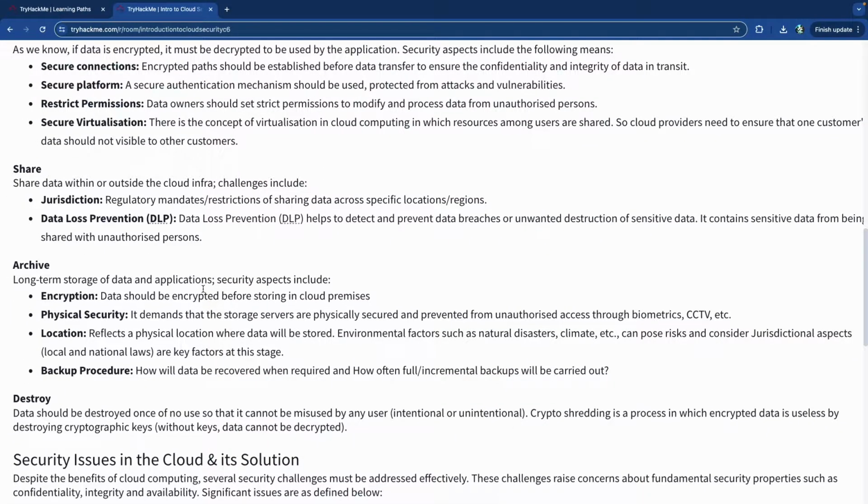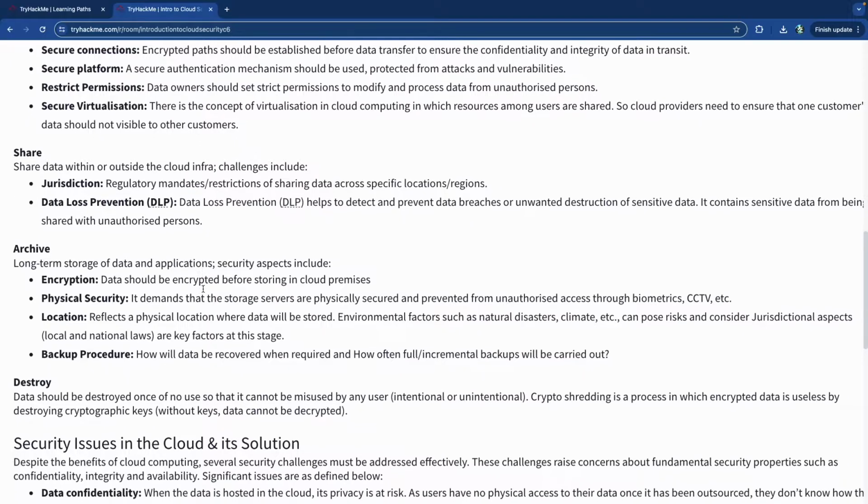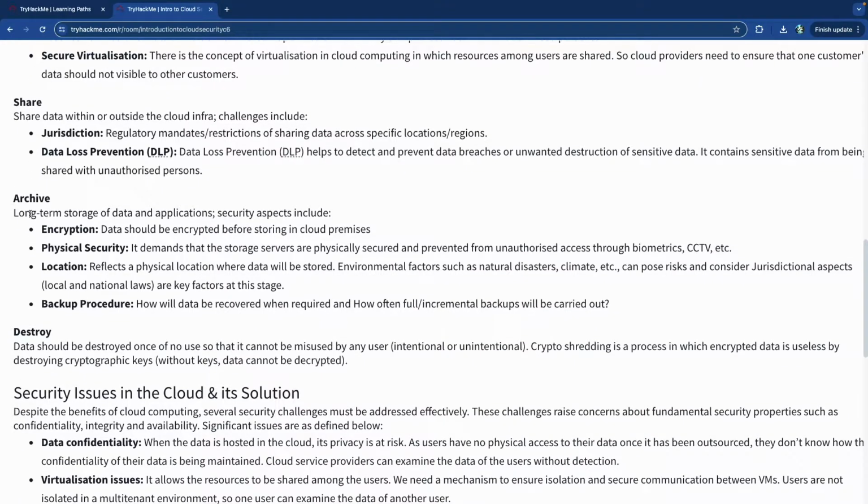All of that stuff sounds silly, but it's very, very possible that it could happen. Then you have archiving. So encrypting the data so that once it's archived, it can't be decrypted easily. Physical security of the archive, right? Because typically archives mean that they're now going into some kind of a storage device, and so the storage server needs to be physically secured and prevented from unauthorized access through biometrics or cameras or guards or electric fences, whatever, like any kind of physical security.